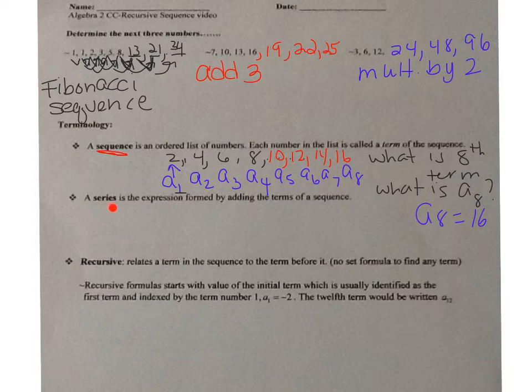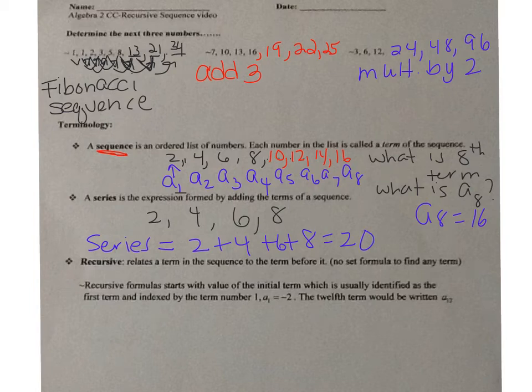A series is the expression formed by adding the terms of a sequence. So let's say I have this sequence, and this is going to be a sequence that stops: 2, 4, 6, 8, stop. So a series would be taking my terms and adding them up. 2 plus 4 plus 6 plus 8, which is equal to 20.